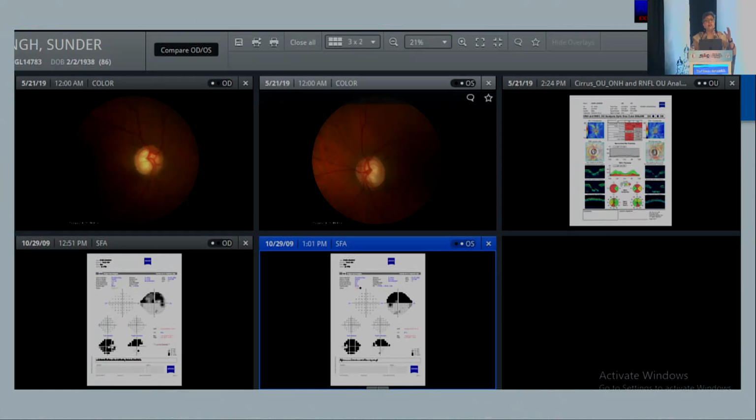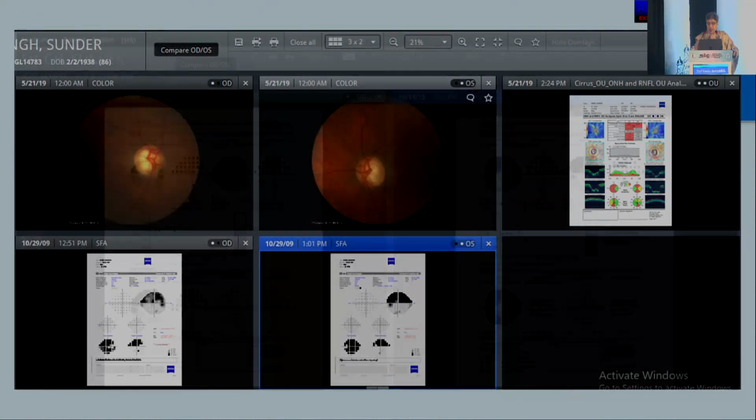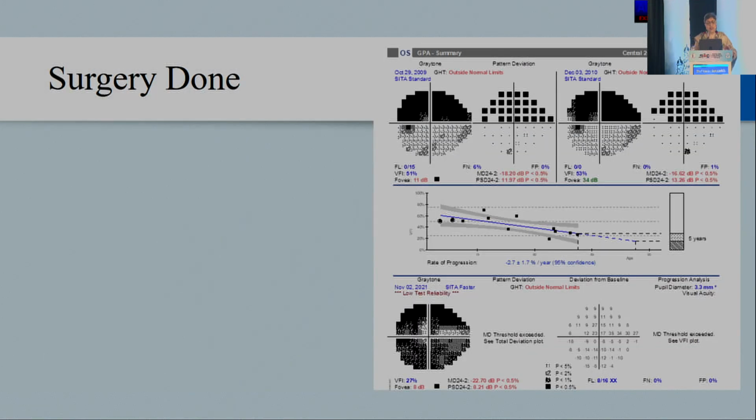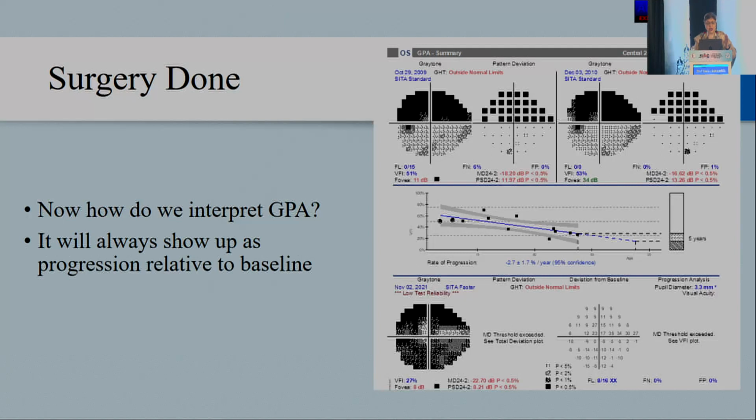So you tell yourself, 15 years ago, this is what he was, and then the TRABs have been done, and now, so far so good, this is how he is. So pretty much stable, and he's doing all right. Now that the surgery's been done, how do we interpret the GPA? Because it will always, always show up as progression from the baseline. Whatever you do, this patient is always going to be worse than what he was because the GPA, remember, compares baseline to today. So how do you know after you've done surgery? Is there something you can do?